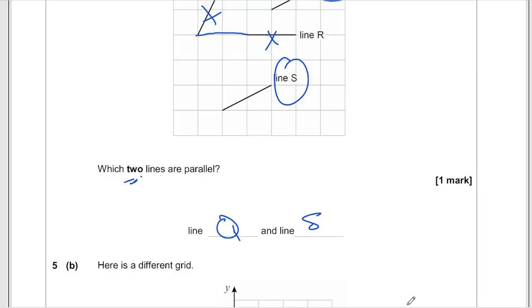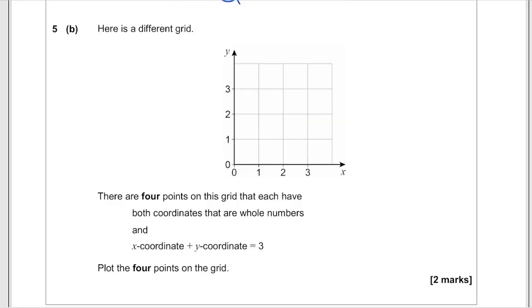and S. Now a lot of people would get this one wrong because it's the wording of the question that makes it difficult. So here's a different grid. There are 4 points, so I need 4 points put on this grid somewhere that each have both coordinates that are whole numbers. So they're not going to go in the middle of the squares, they're going to go on where the 2 lines cross.